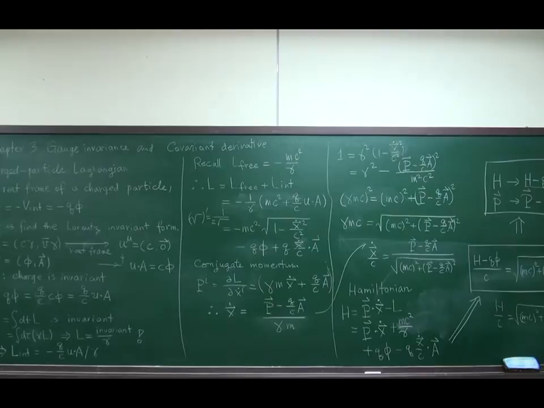So even though we have done a very long calculation, from here on we won't calculate again. If we introduce a charged particle system, then what we have to do is just replace the free particle Hamiltonian by h minus q phi and the free particle momentum by the conjugate momentum subtracted by q over c vector potential. That's it.